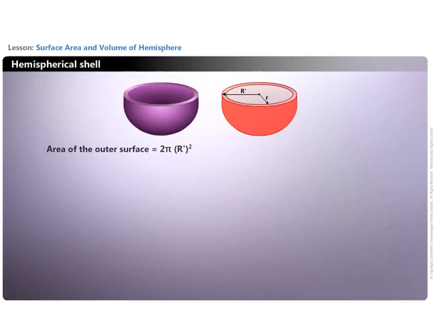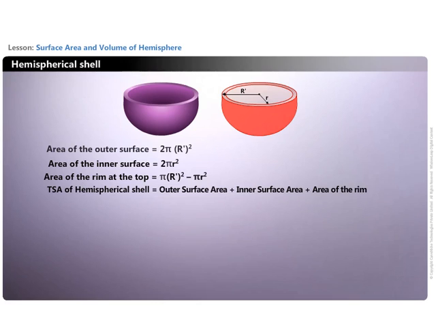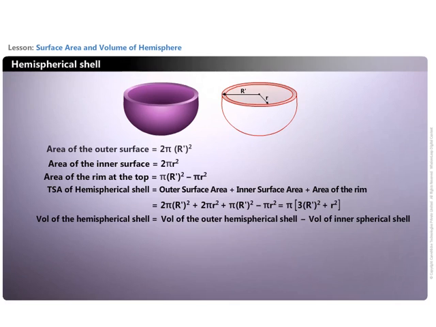Area of the outer surface is 2 pi r' square. Area of the inner surface is 2 pi r square, and the area of the rim at the top is pi r' square minus pi r square. So, the total surface area of the hemispherical shell is equal to outer surface area plus inner surface area plus area of the rim or thickness. And the volume of the hemispherical shell is volume of the outer hemisphere minus volume of the inner hemisphere.